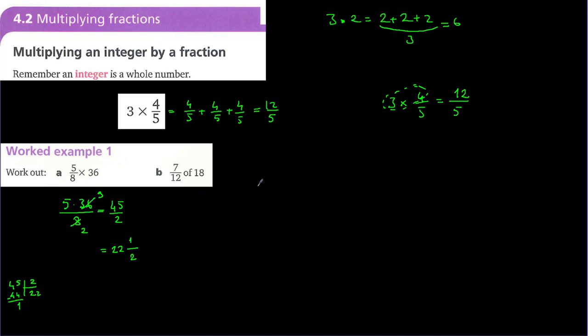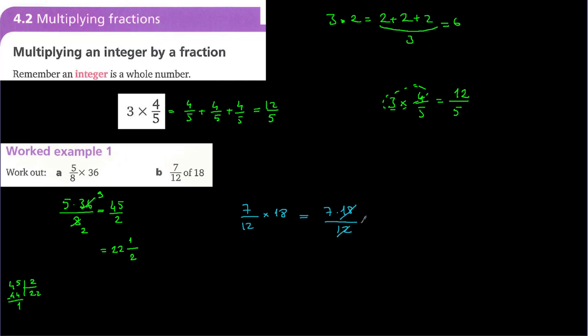Okay, now we are going to find 7 over 12 of 18. If you want to find 7 over 12 of 18, you need to multiply them. 7 over 12 of 18 means 7 over 12 times 18, which is equal to 7 times 18 over 12. Again, it is possible to simplify here. Before multiplication, you can simplify.